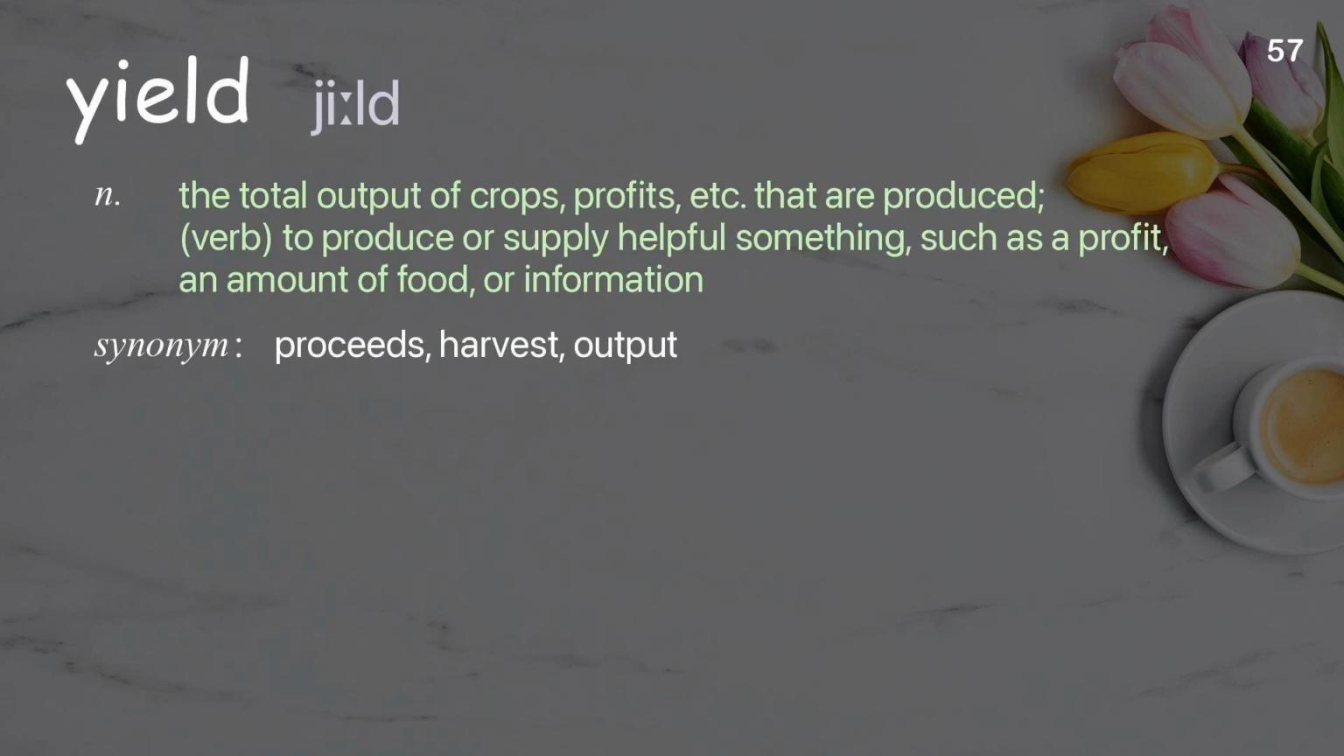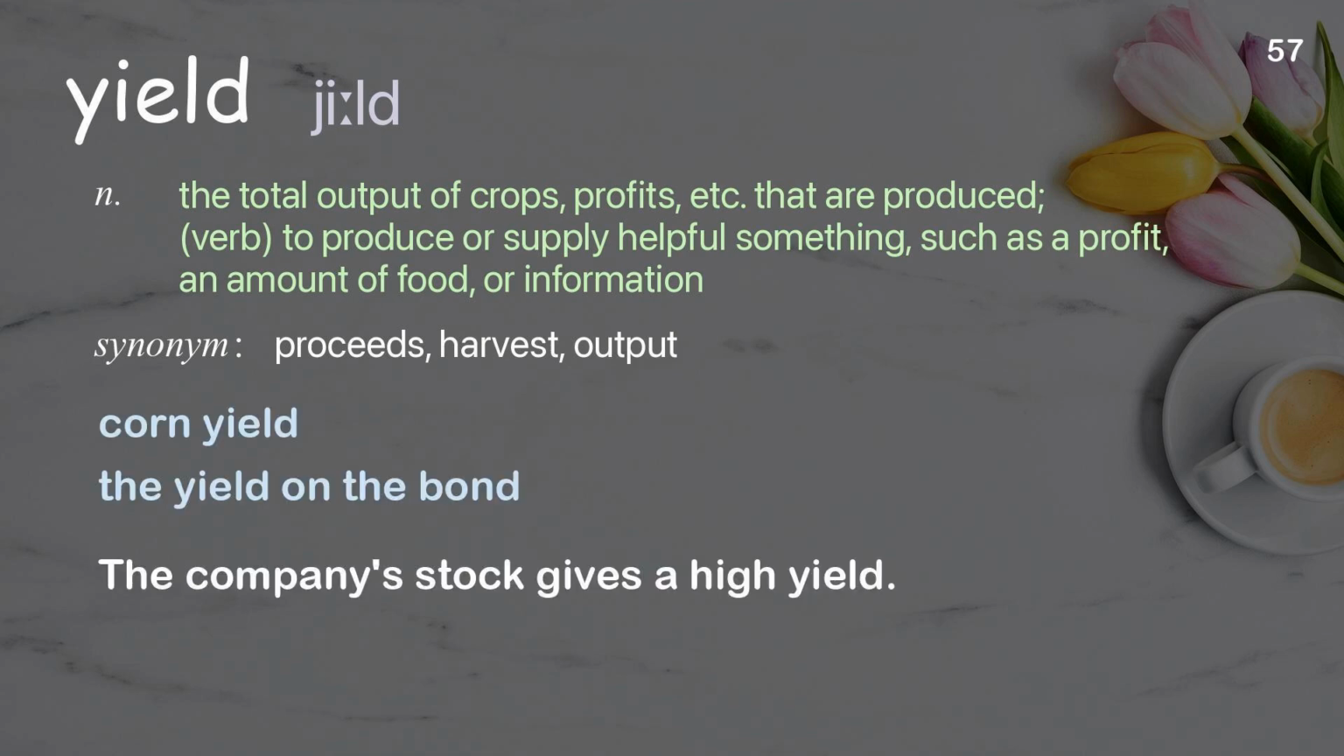Yield. The total output of crops, profits, etc. that are produced. Verb, to produce or supply something helpful, such as a profit, an amount of food, or information. Examples: Corn yield. The yield on the bond. The company's stock gives a high yield.